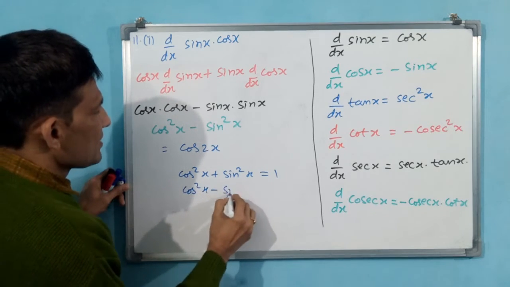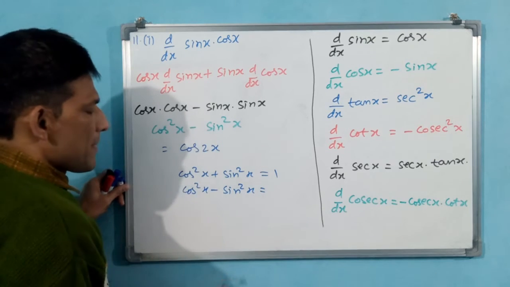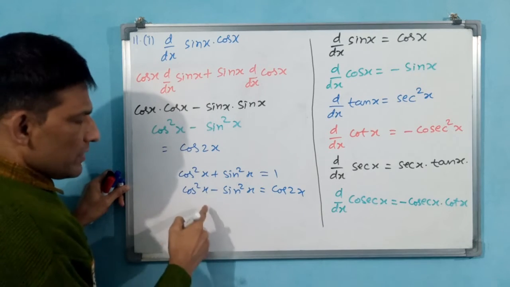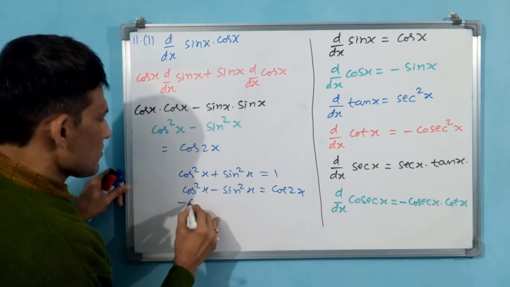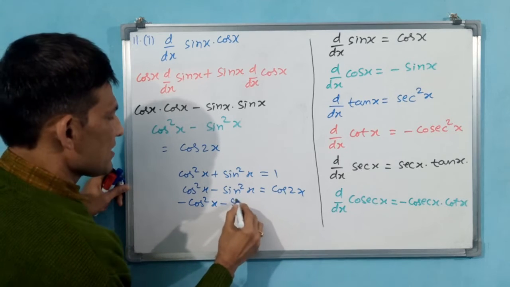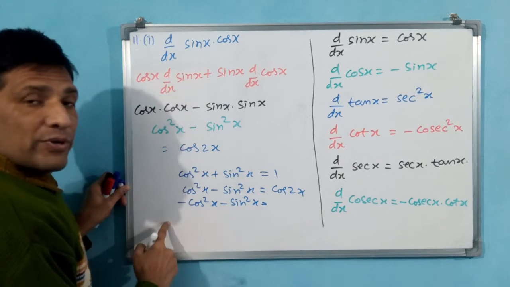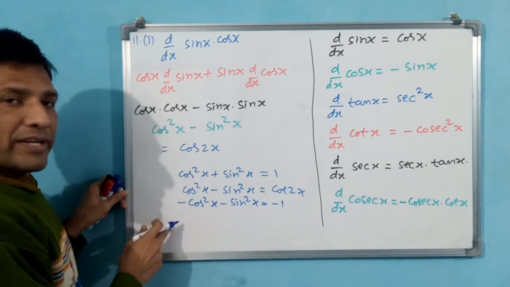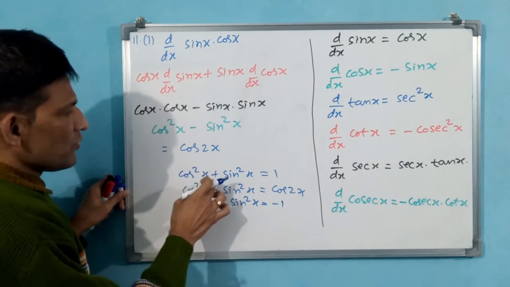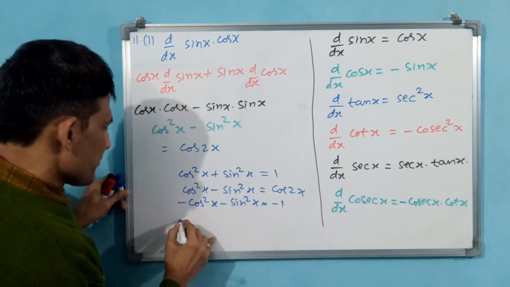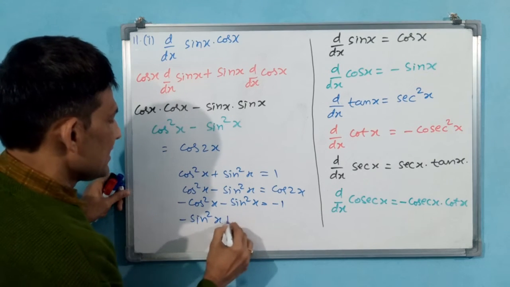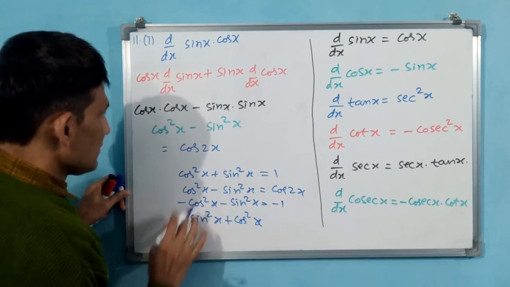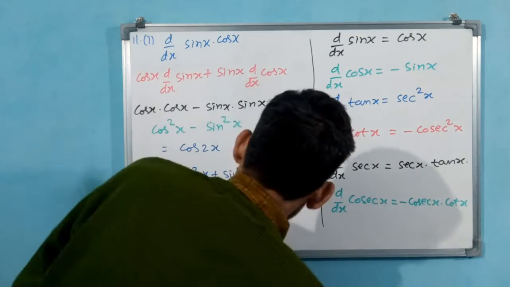And cos square x minus sin square x means cos 2x you are writing. Okay, that is also okay. But what about minus cos square x minus sin square x? If both are negative, minus 1 you are going to write. Why? Because minus you are taking common, cos square x plus sin square x is going to become 1. Now you tell me, minus sin square x plus cos square x. Not a minus. Same will come.